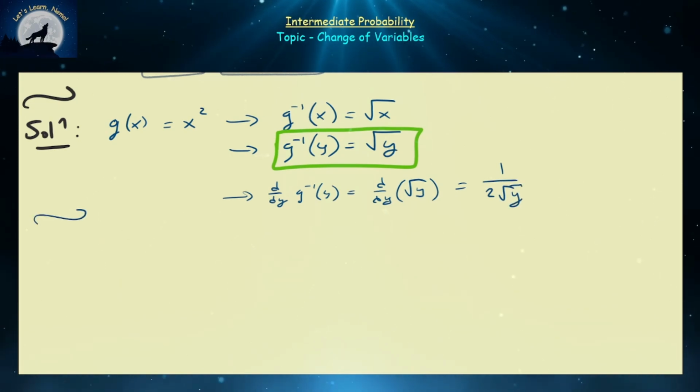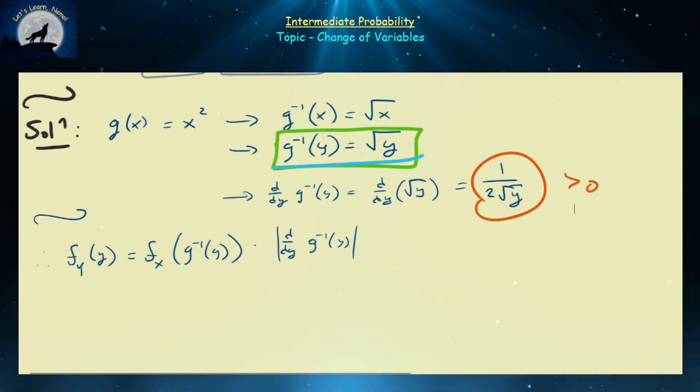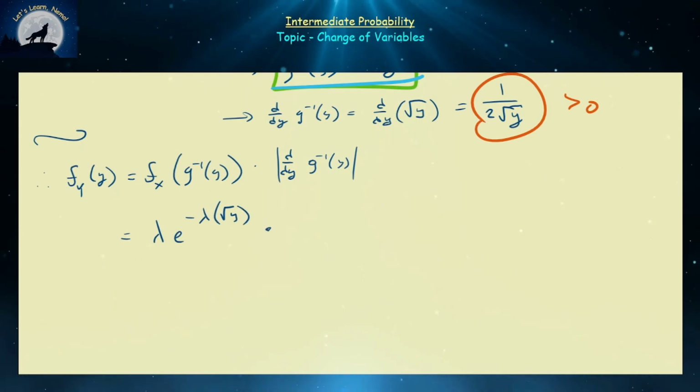So using our change of variable relation, what do we have? The density function for y evaluated at little y will be equal to f_X evaluated at g inverse of y, which is going to be that relation again, times the absolute value of the derivative of our inverse with respect to y. Keep in mind that's always greater than 0, so we need not worry about the absolute value. So this is going to be equal to what? Lambda e to the minus lambda x, where x is now equal to the square root of y, times 1 over 2 square root of y.